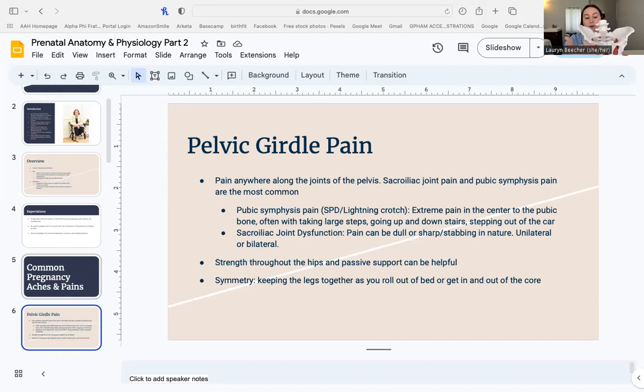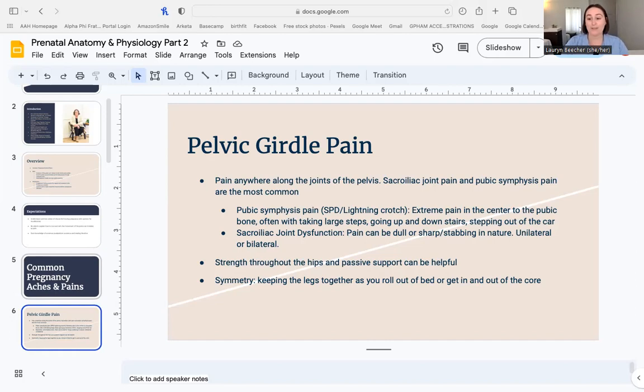So that's right where your two pubic bones come together in the middle. And then on the back here, where your sacrum meets your ilium, that's your SI joint or your sacroiliac joint. So pubic symphysis pain is often abbreviated as SPD.